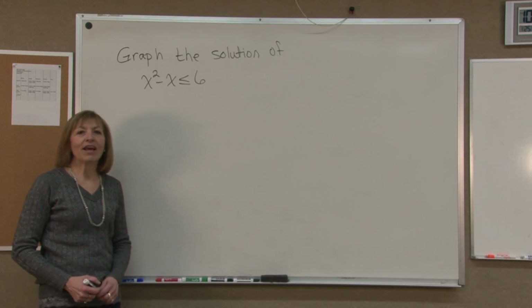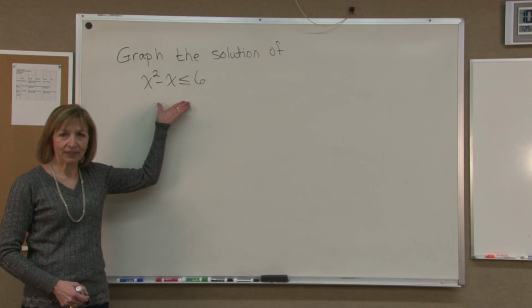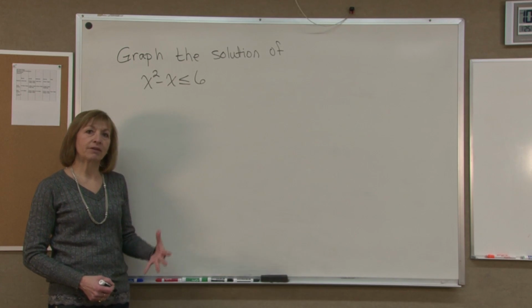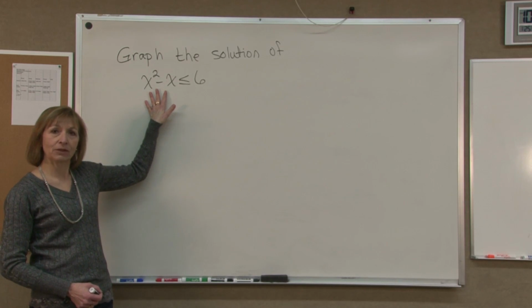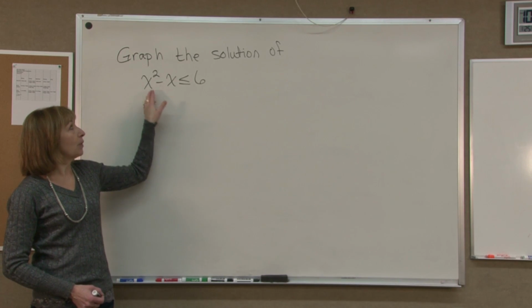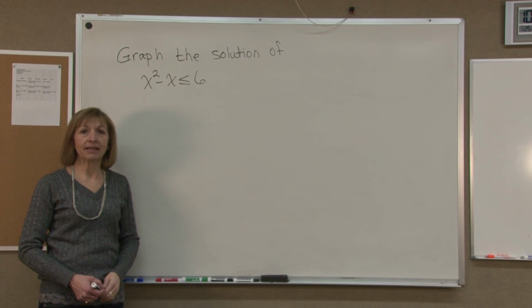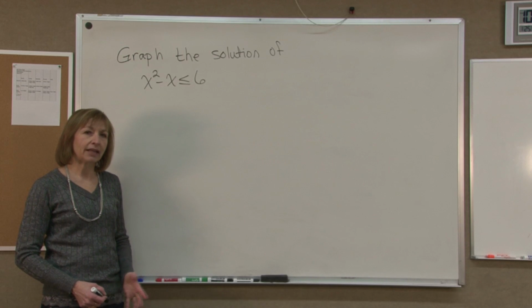We're going to look now at graphing the solution of a quadratic inequality. When we're looking at the graph of a quadratic inequality and we want to find the solution set, we want all the values of x that will make this inequality true. When it's quadratic, it's a little bit more difficult to find that solution set than it is when it's a linear inequality, but still not so bad.